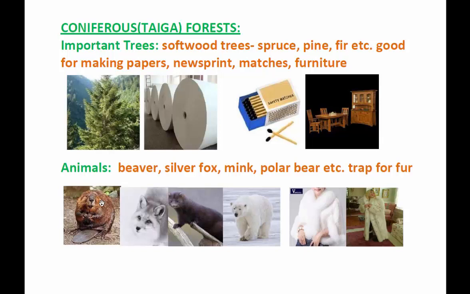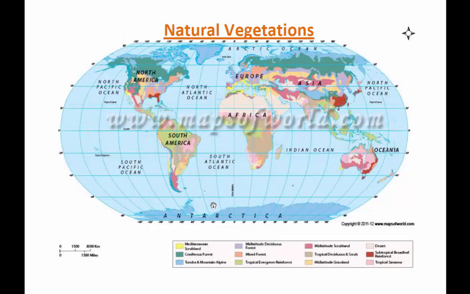And important animals include beaver, silver fox, mink, and polar bears. And in turn, the people in that area trap some of these animals for making furs, and as the regions are very cold, even the human beings need fur in order to protect themselves from the cold. So they trap the animals and they make different types of clothes from this very fur. Well, these are some of the important categories or divisions of forests.